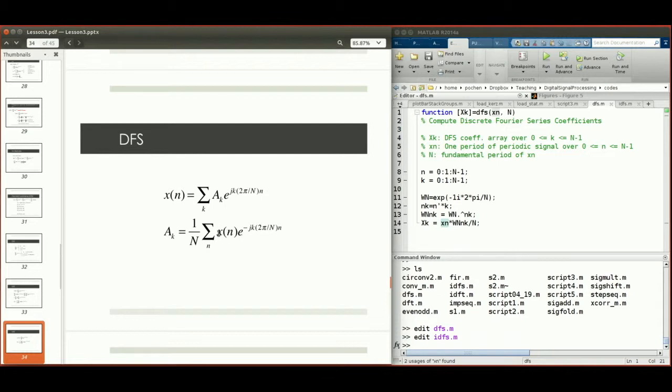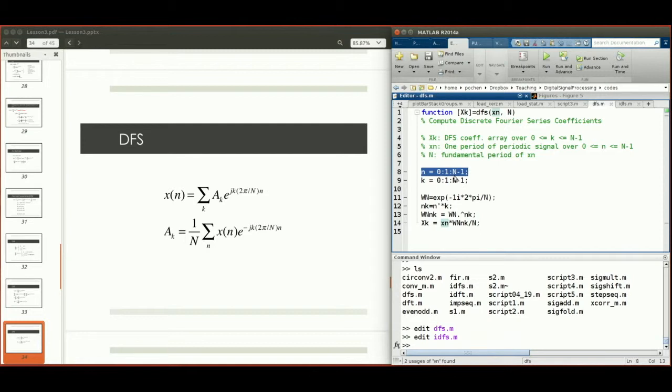And then this is a vector, right? Xn is a vector. It has just one index n, and it's a summation over all the n index, right? And then let's try to construct the two axes first. So n goes from 0 to big N subtract 1, and k has exactly the same range, right?